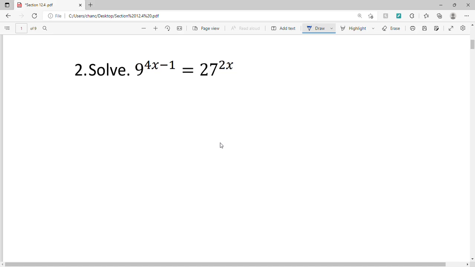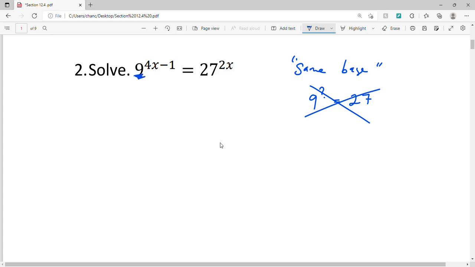Let's look at example 2. Again, the strategy is to try to get the same base. On the left, we have a base of 9, and on the right, we have a base of 27. It's going to be very difficult to rewrite 27 with a base of 9. This is impossible with a whole number. So we can't use this strategy. We have to pick a different base.